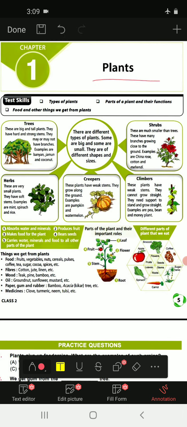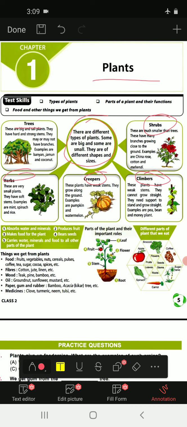Today we're going to start our first chapter, that is plants. So what is a plant? There are different types of plants. Some are big and some are small. They are of different shapes and sizes. So we divide the plants. What are they? One is trees, second shrubs, third herbs, fourth creepers, and last climbers.